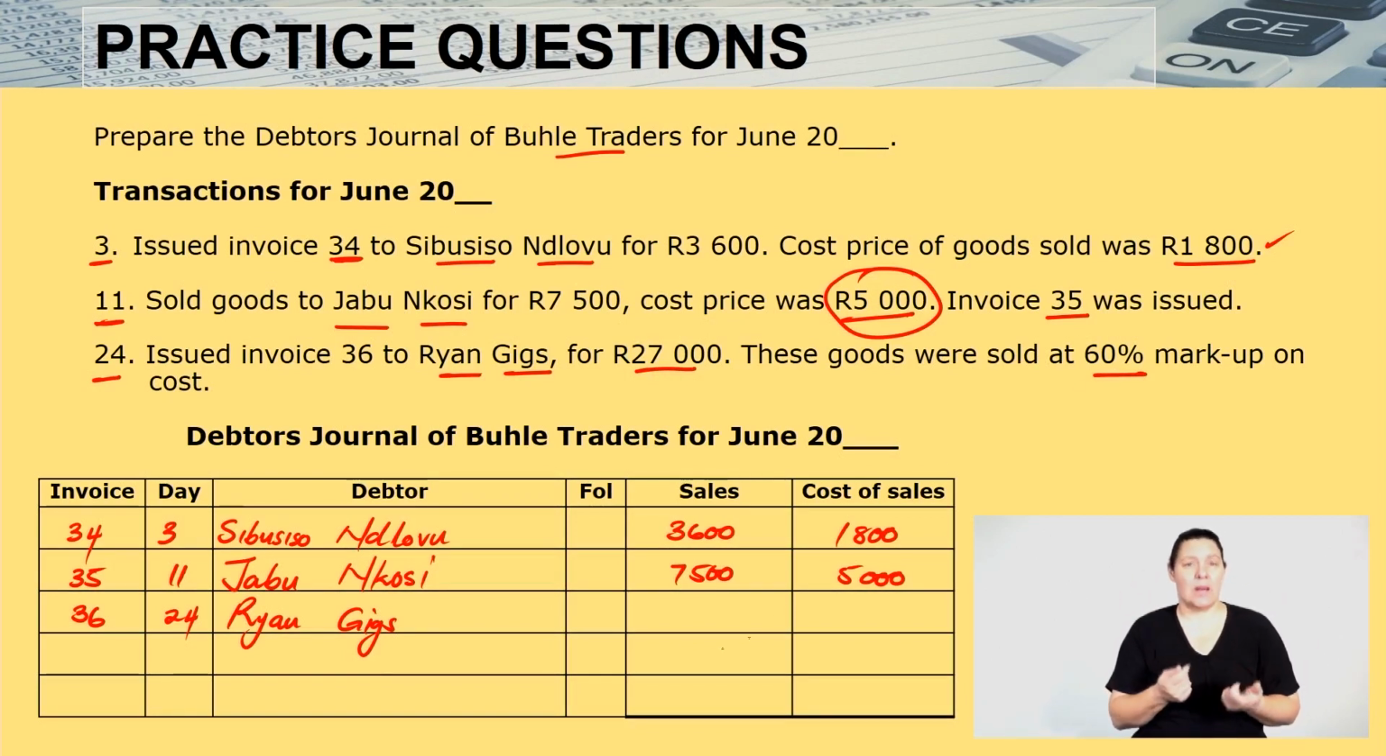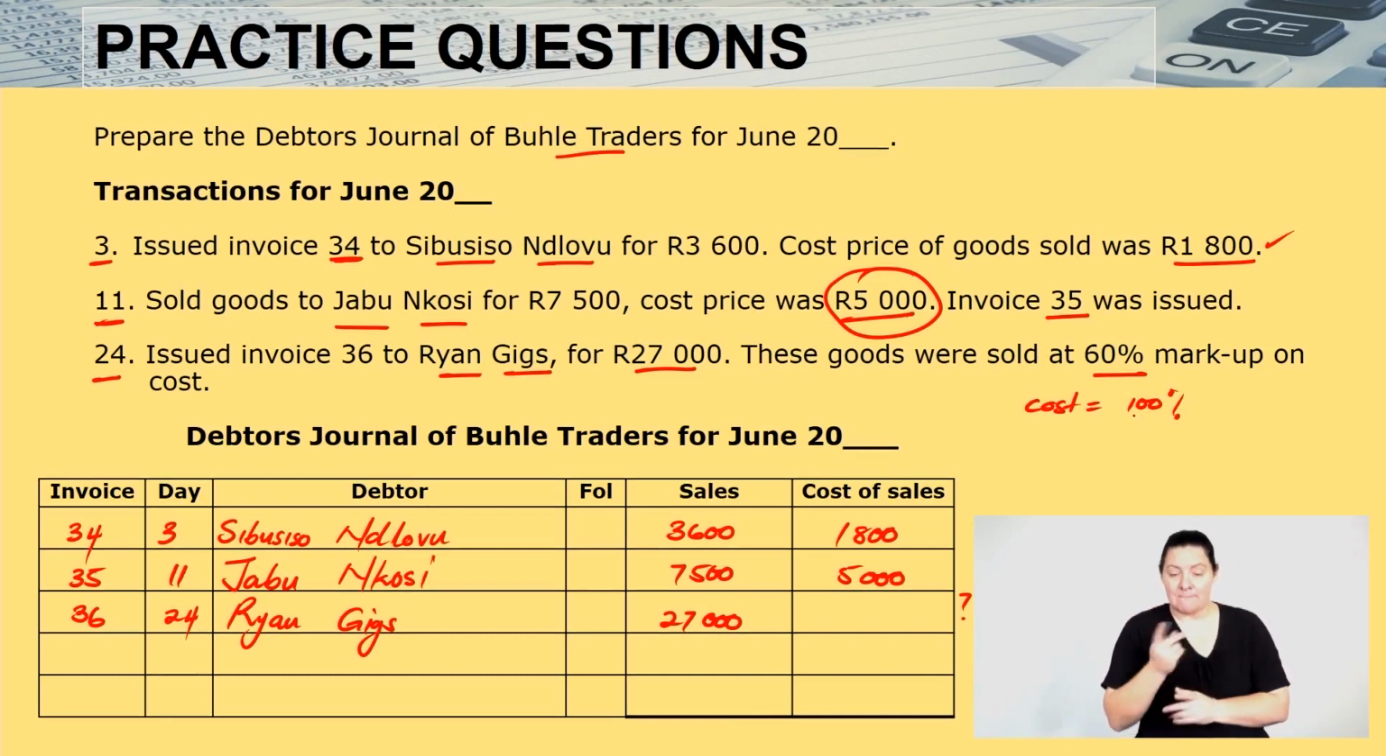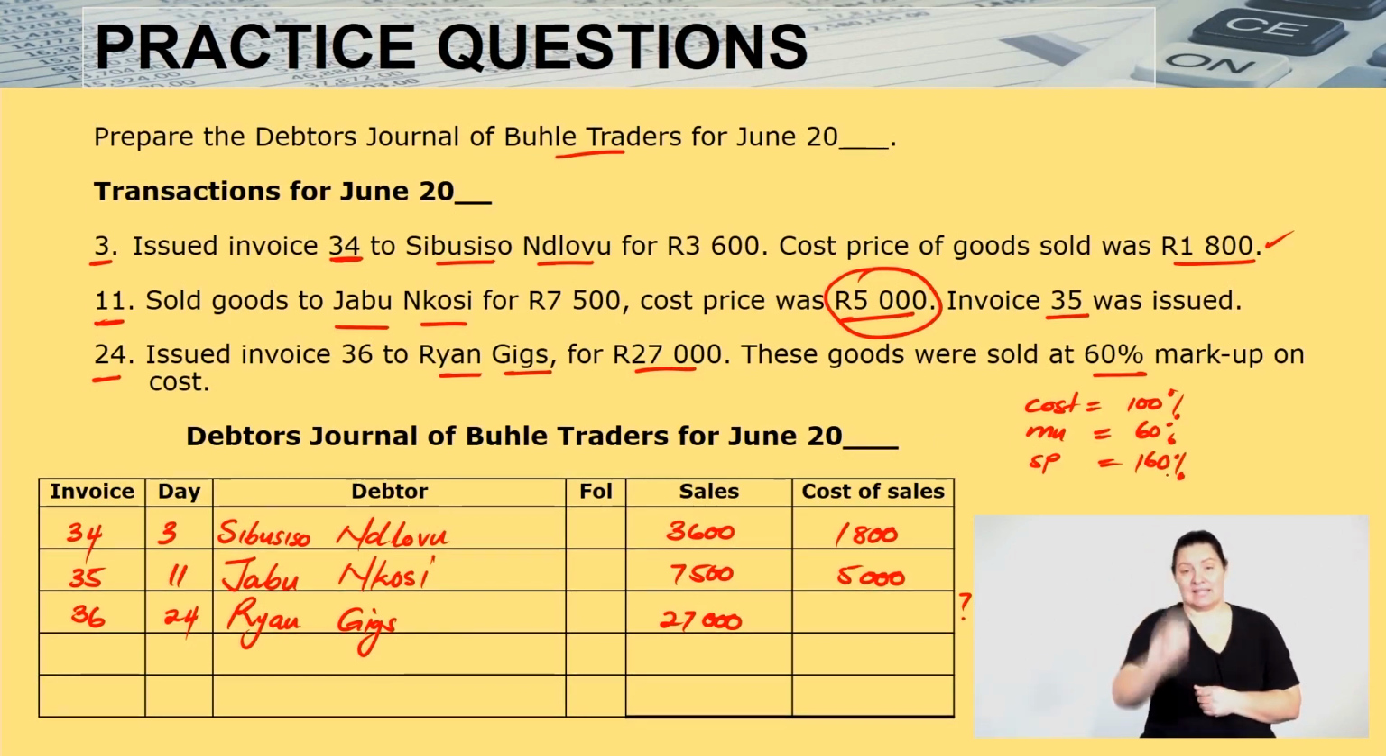So that means I can get my 27,000 here. There it is. But for me to get my cost of sales, I now need to calculate for it. How do I do that? I have to remember that my cost is always 100%. And my markup, in this case, I'm told that my markup is 60%. That means my selling price becomes 160%. Then this is equal to the 27,000.